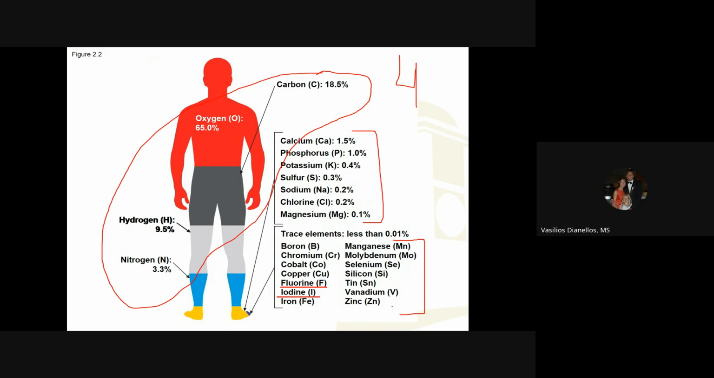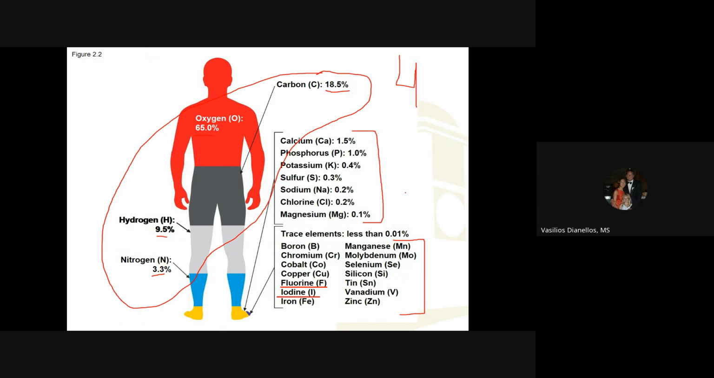And really quickly before I move forward, I also want to point out, even though you do need to know the big four, you don't need to know them in this order, right? It's mostly oxygen, followed by carbon, followed by hydrogen, followed by nitrogen. You don't even need to know that. You certainly don't need to know the percentages, right? 18.5, 65, 9.5. I'm not going to ask you any of that. Just know that the big four makes up a large majority.